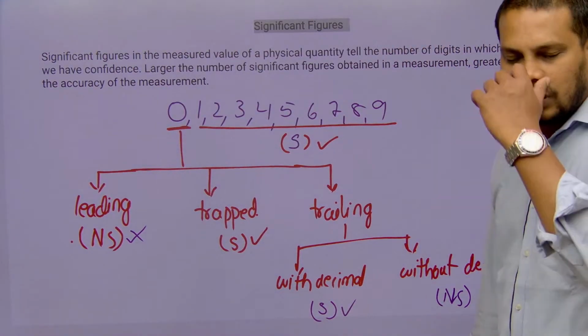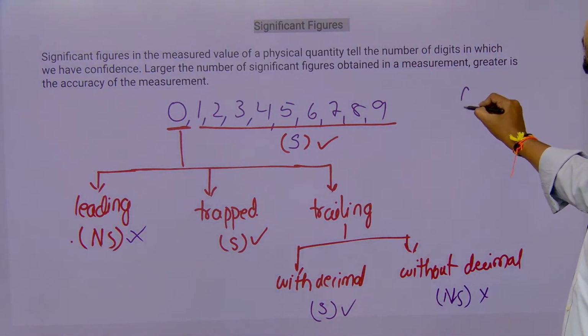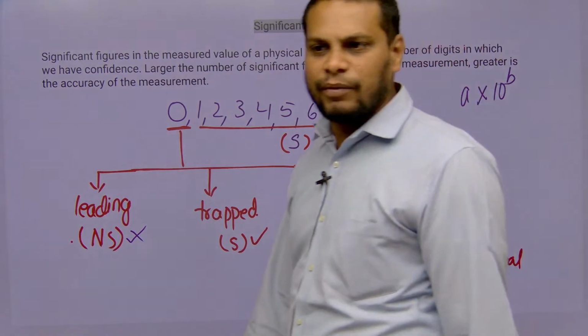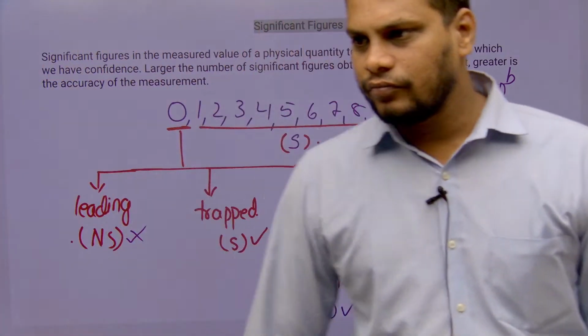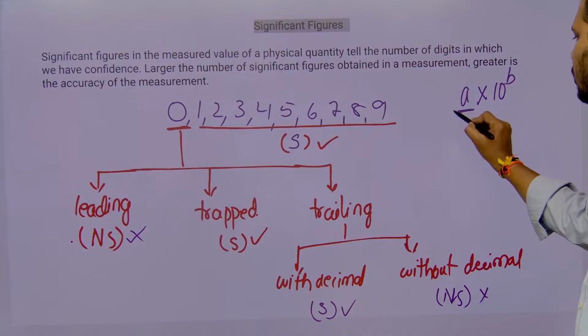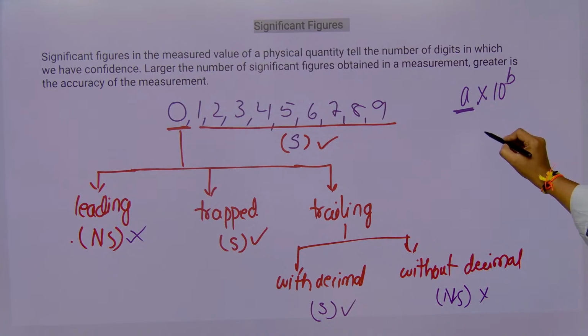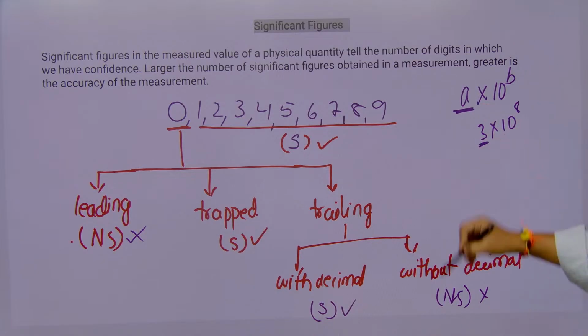But there is one more concept called scientific notation. In scientific notation, any number can be written as a times 10 to the power of b, where b may be any number, positive or negative. Always we have to take the significant figures for a only. The best example: if I write 3 times 10 to the power of 8, it looks like a times 10 to the power of b. How many significant figures are there here? 1.